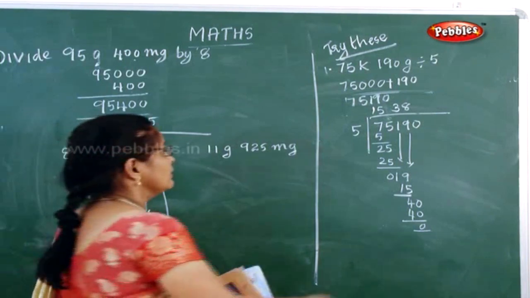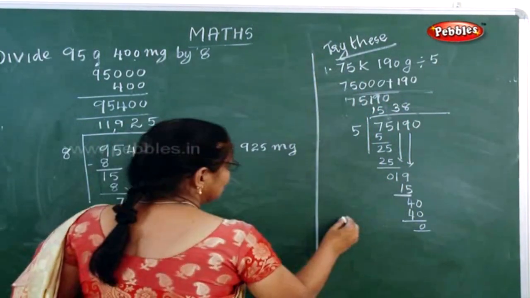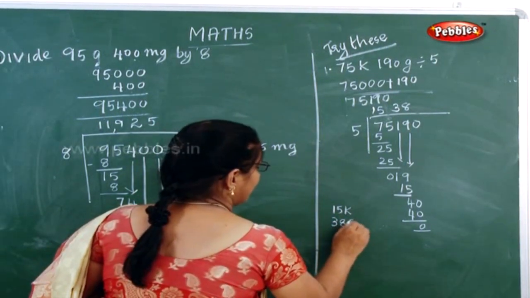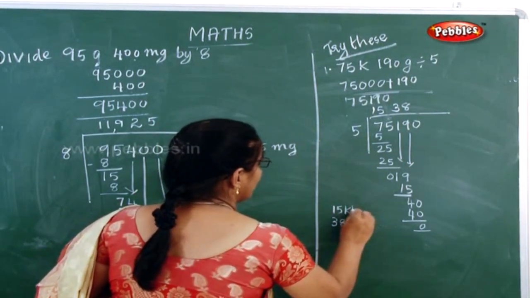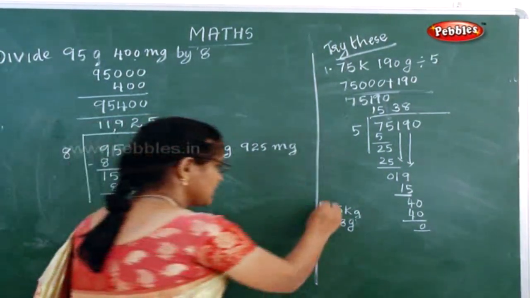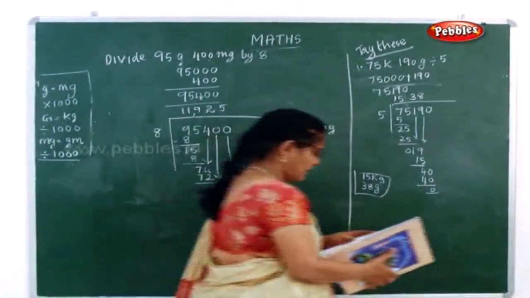So now what is the answer you are going to write? What did I tell you? This is 15 kilos, because already you have converted it. So what will you write? 15 kilos and 38 gram. It is 15 kilos and 38 grams. So this is your answer.